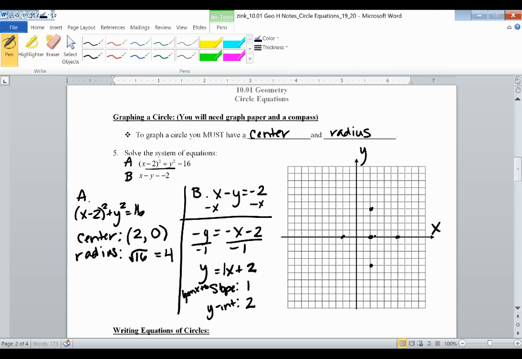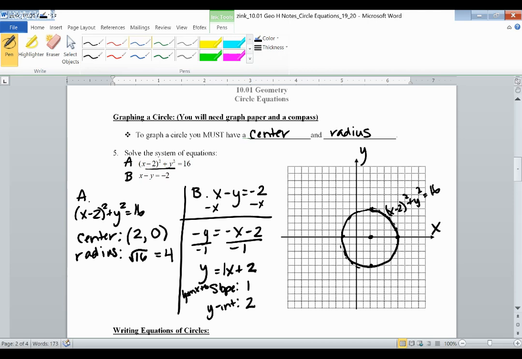Now if you have a compass, put the point on the center, put the pencil on one of these 4 points, and swing your compass in a full circle. If you don't, then just sketch it out. I did mine dotted just because it's easier for me to shape it, but solid's fine too, it doesn't matter. And label it with your original equation: x minus 2 quantity squared plus y squared equals 16.